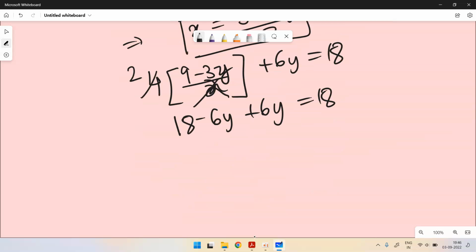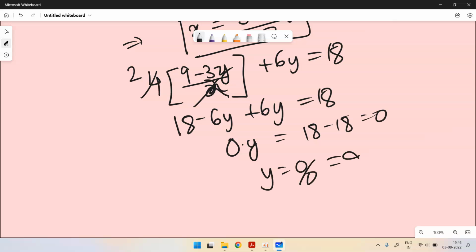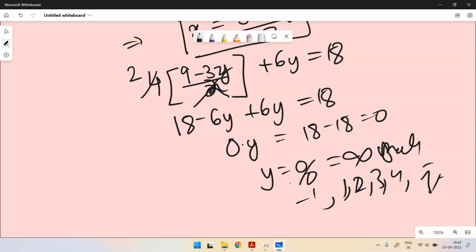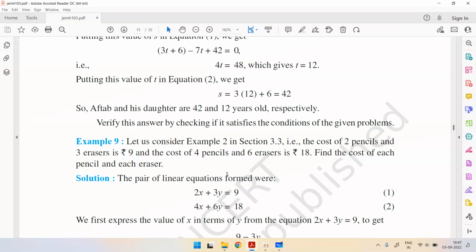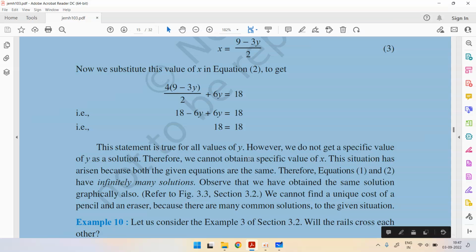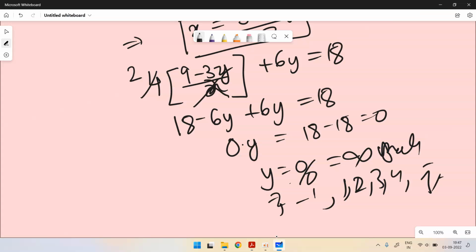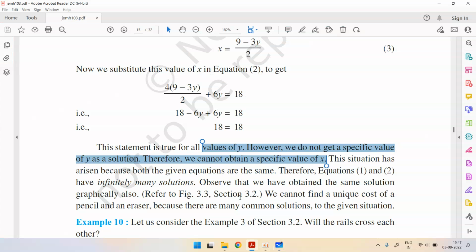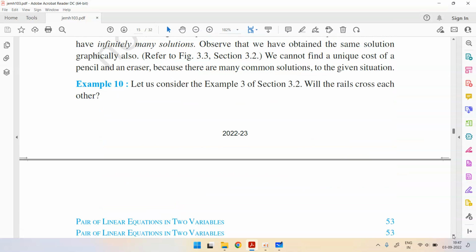Now you see that minus 6y plus 6y is 0y, equal to 18 minus 18, which is nothing but 0. So y is 0 by 0, which means y has infinite values. It can be 1, 2, 3, 4, 5, and so on, and also minus 1, minus 2. It has infinite values. Why? Because these two lines are parallel. This statement is true for all y, and so for all x also. Infinite values can occur.